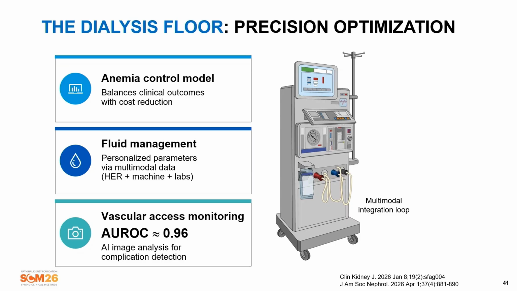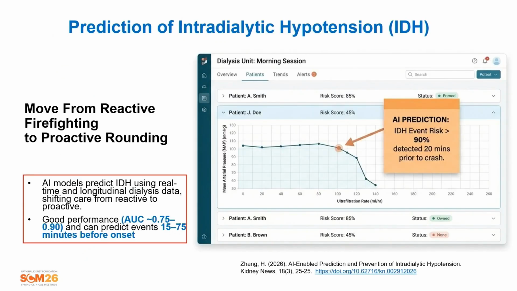They use the AI model to help adjust erythropoietin-stimulating agent in patients on dialysis, also fluid management as well as vascular access monitoring. So imagine intradialytic hypertension: you can predict up to 30 minutes, some studies up to an hour, before a patient becomes hypertensive on dialysis. So we already have those.